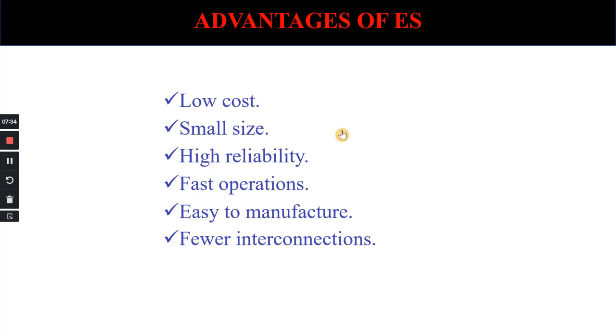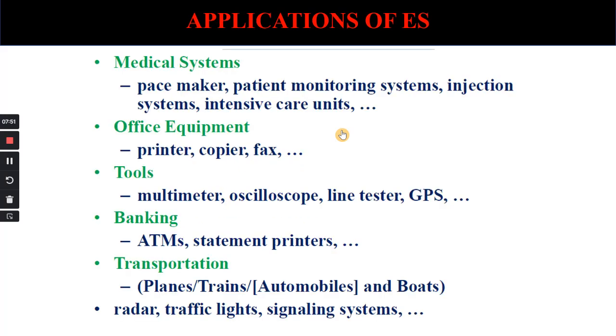Okay, and easy to manufacture and fewer interconnections, right? Easy to manufacture means ready-made template based ICs are there. We can easily manufacture it, and with fewer interconnections, the circuits are very easy. We can interconnect easily based on the input and output.